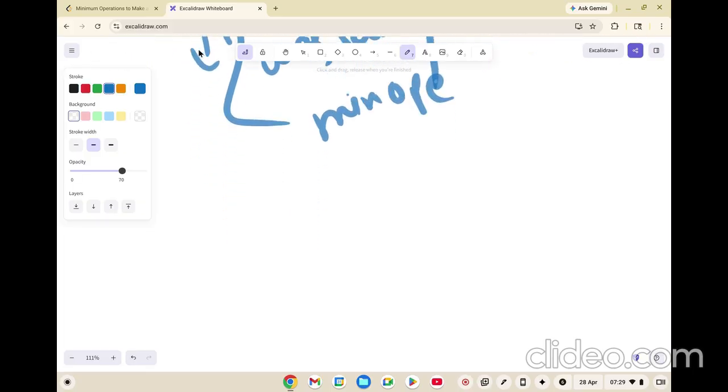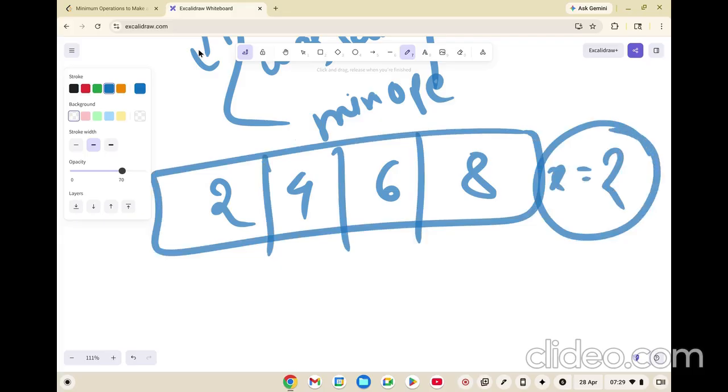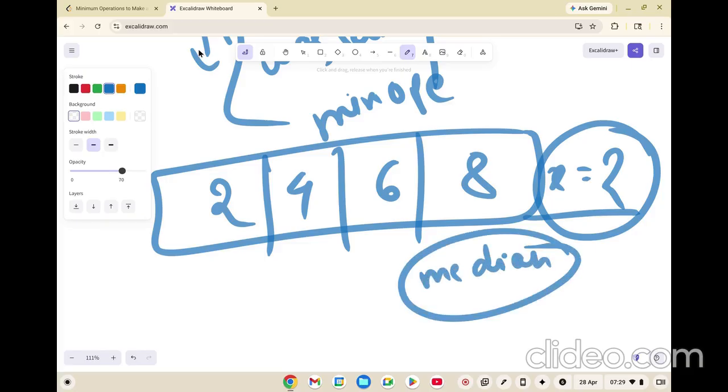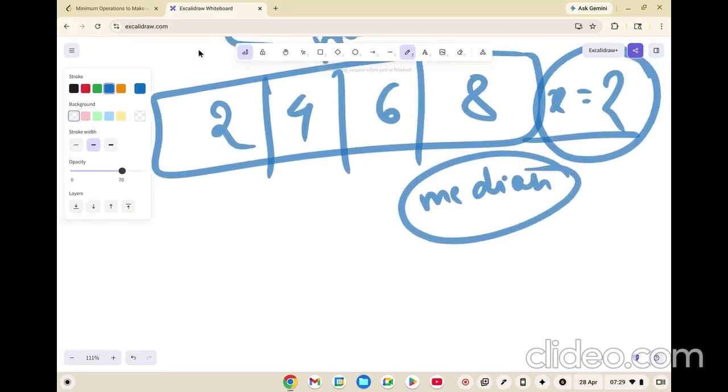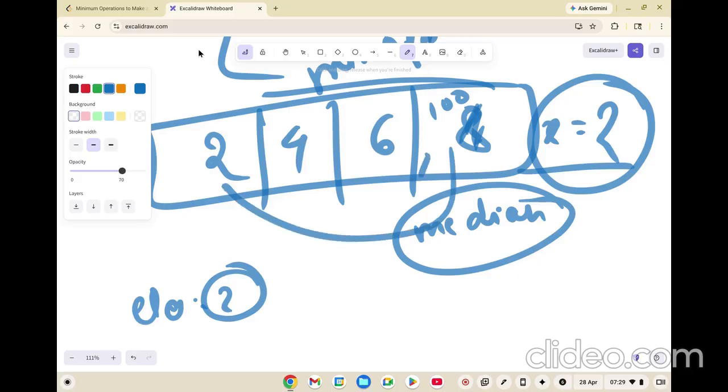See, let's say you had the elements 2 4 6 8, and x was 2. So the first thing you need to do is check for a median, right? Now why and how did median come into play? Let's say you wanted every element to become 2. This number could be very big, it could be 100, and when you try to make these elements 2, the cost will be more.